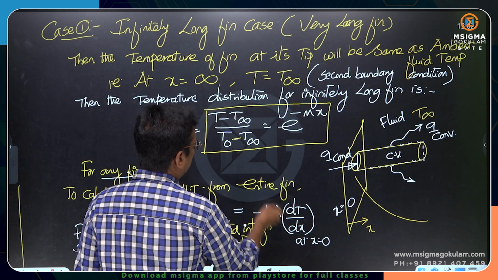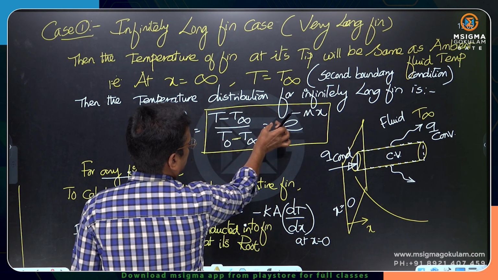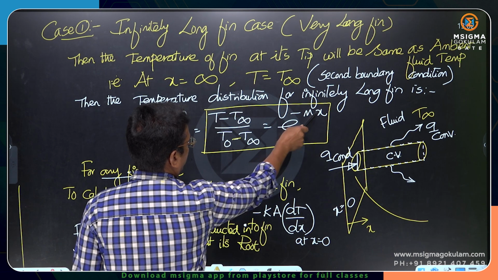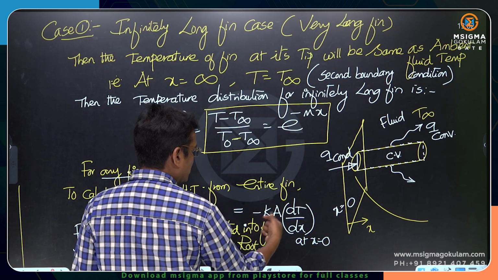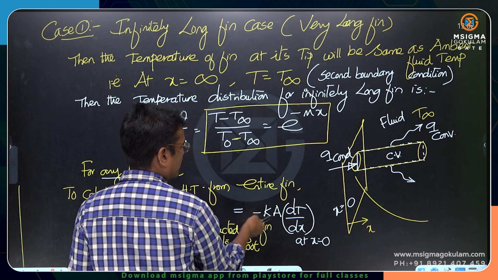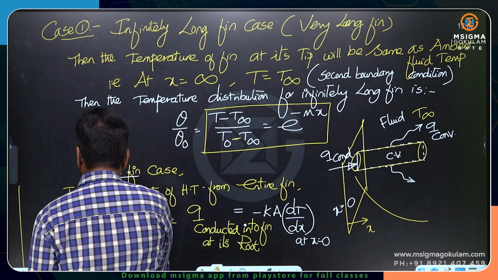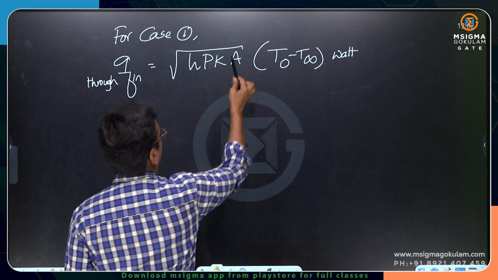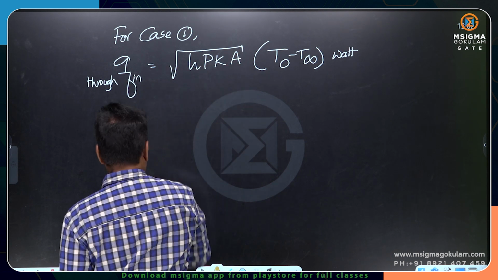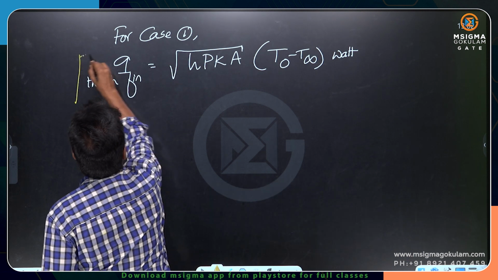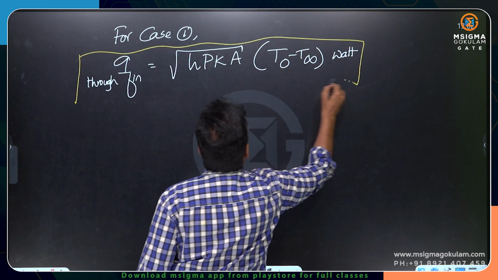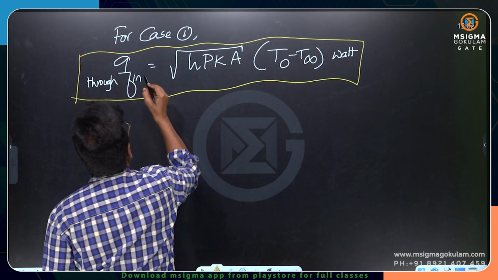To get this one, you bring this T naught minus T infinity here, write T as a function of x, and differentiate with respect to x. After differentiation, put x equal to 0 and multiply with minus kA. Then you will get this particular expression. Please remember this formula also. This is the heat transfer rate through a fin for a very long fin, case 1.